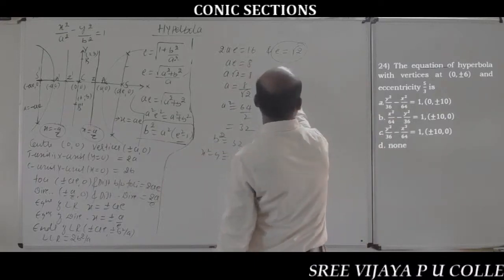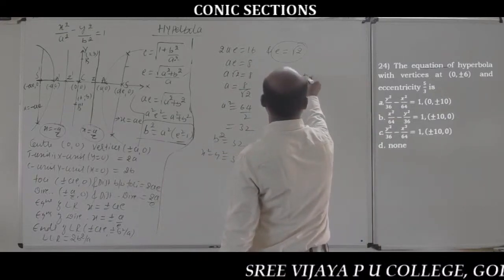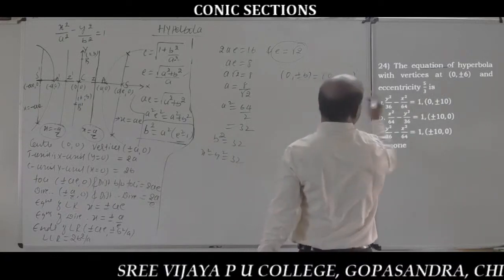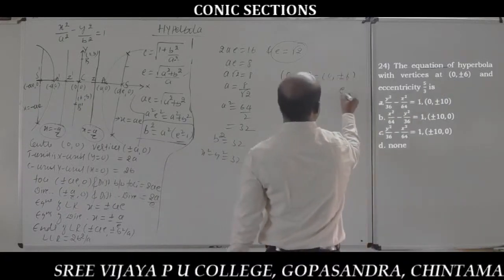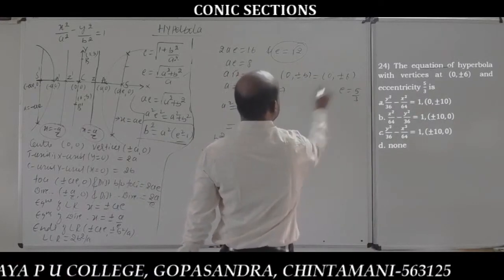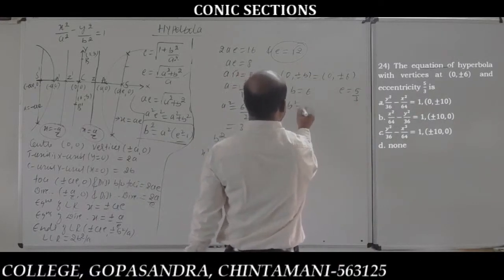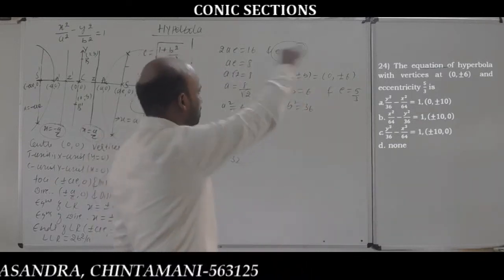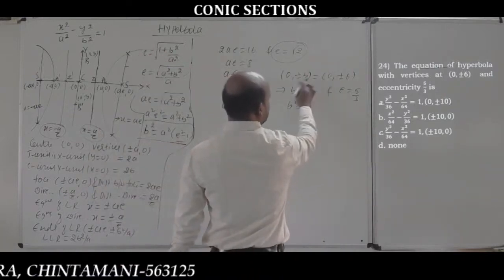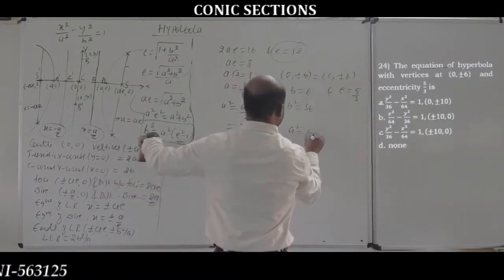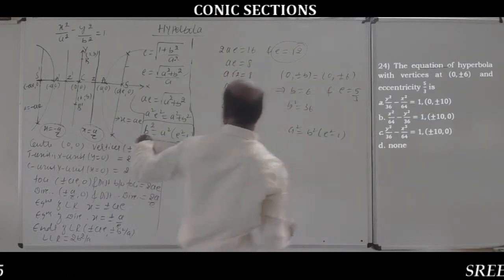Equation of hyperbola with vertices, it says plus or minus b, the x coordinate is 0, so I will write 0 comma plus or minus 6. Eccentricity is given, e value is 5 by 3. So it implies b is equal to 6, b square is 36. Since the x coordinate is 0, we must go for the conjugate hyperbola.